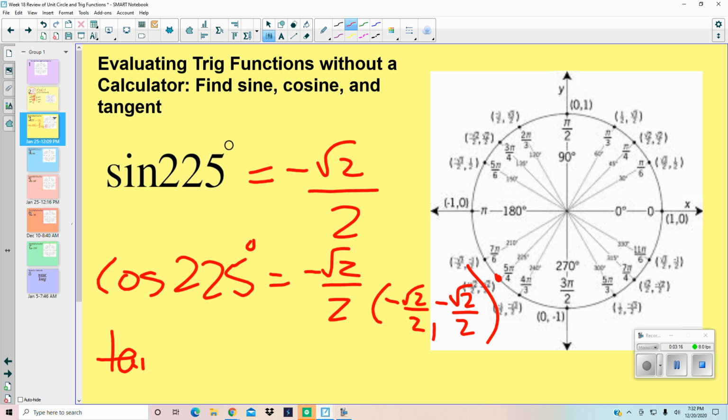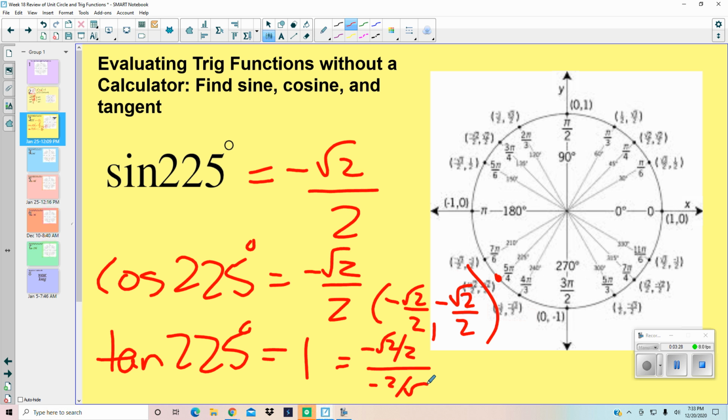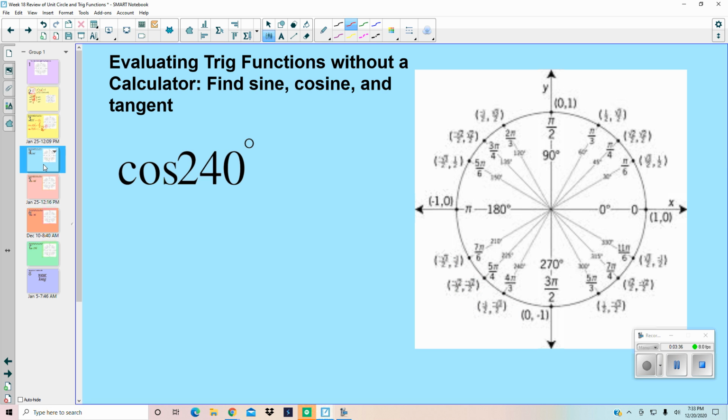The tangent of 225 degrees would be y over x. So that's going to be 1 because I would have negative root 2 over 2 divided by negative root 2 over 2. So that cancels out. So you just get negative over negative is positive. So you get 1. All right, let's look at another one. Cosine of 240 degrees. So 240 is down here, same as 4 pi over 3. The ordered pair at 240 is negative 1/2, negative root 3 over 2. So the cosine is the x coordinate, so I get negative 1/2.